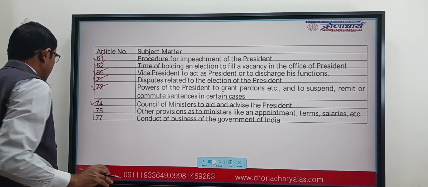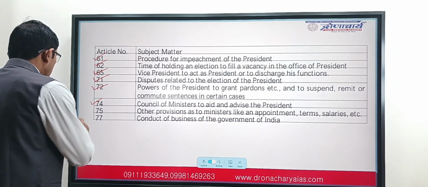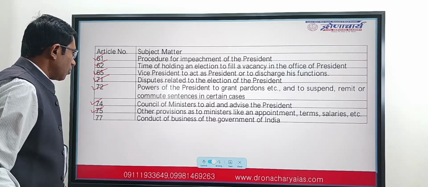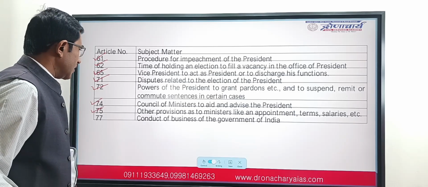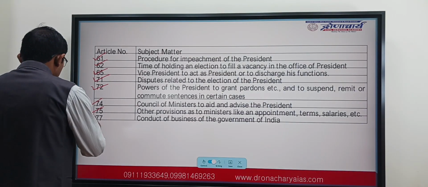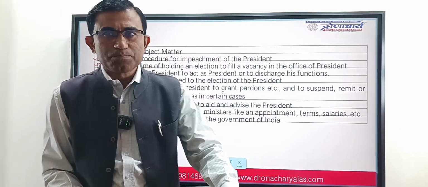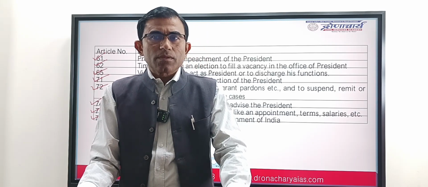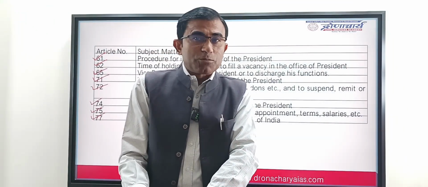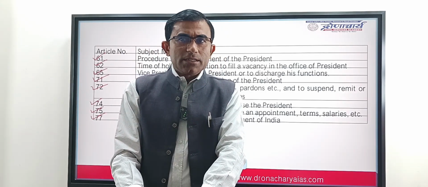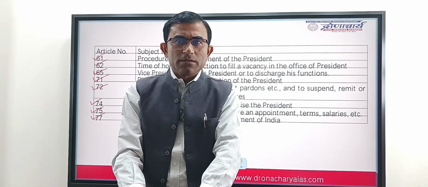And next, provision in Article 74, Council of Ministers to aid and advise the President. Provision in Article 75, other provisions as to ministers like appointment, terms, salaries, etc. And provisions in Article 77, conduct of the businesses of the Government of India. Provisions in Article 78, duties of the Prime Ministers with respect to the furnishing of the information to the President.